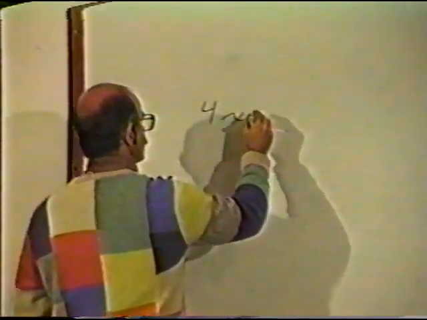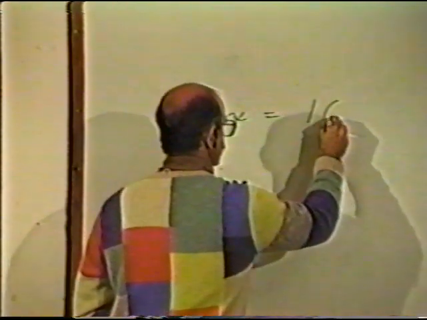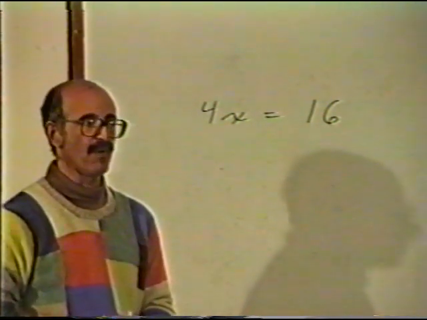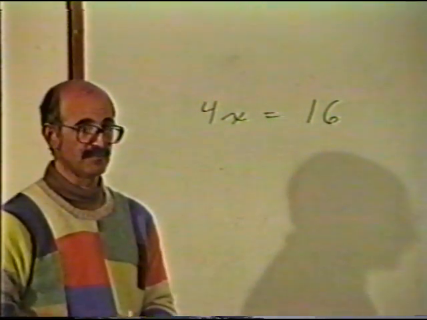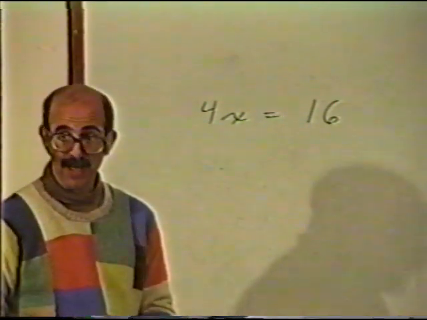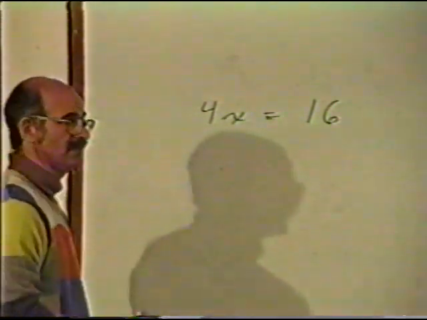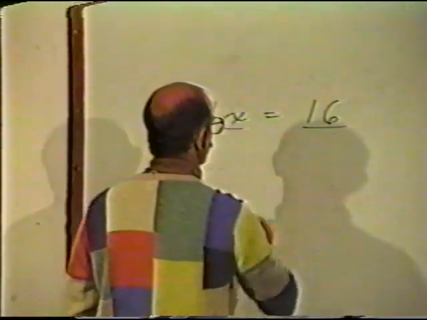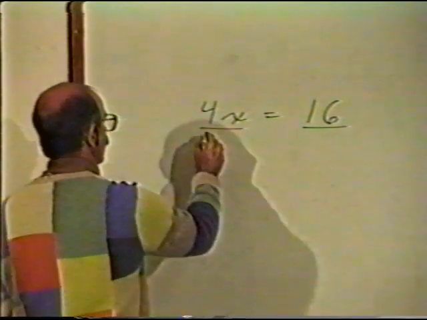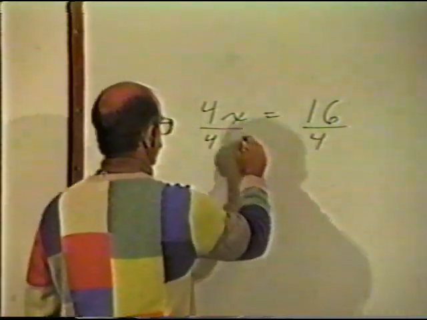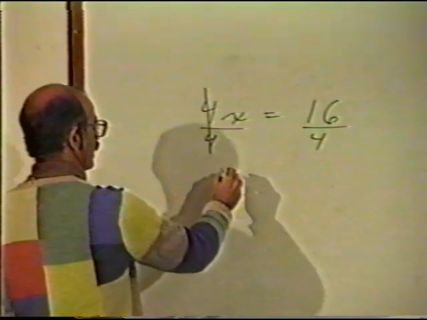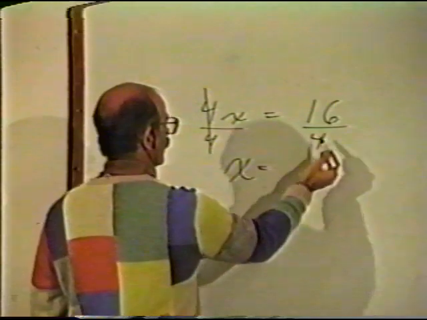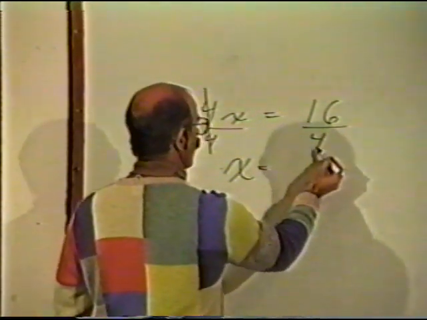4x equals 16. What operation is going on between the 4 and the x? Multiplication. And what is the opposite of multiplication? Division. We have to divide both sides of the equation by? 4. These cancel away. On this side, we have just plain x. On the other side, 16 divided by 4 is?